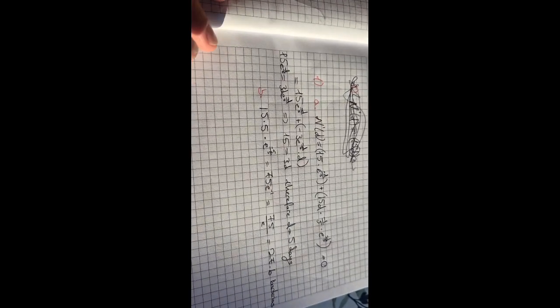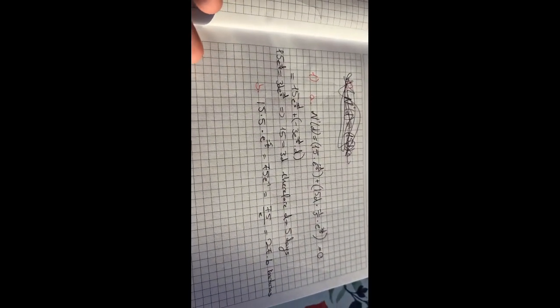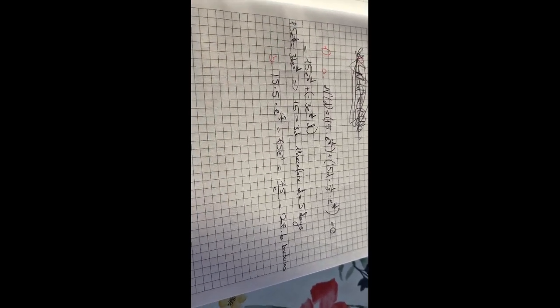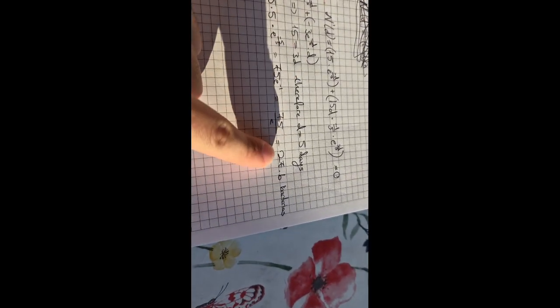And for part B, it asked for the exact number for the maximum amount of bacteria, so I just plugged in the found value, and it gave me 27.6 bacteria.